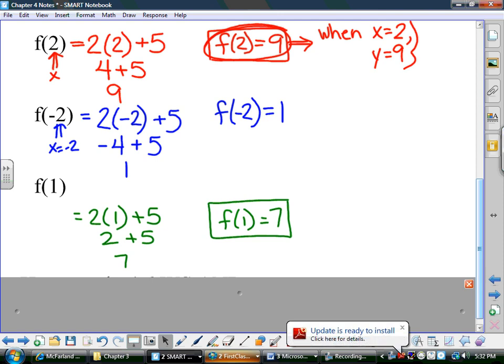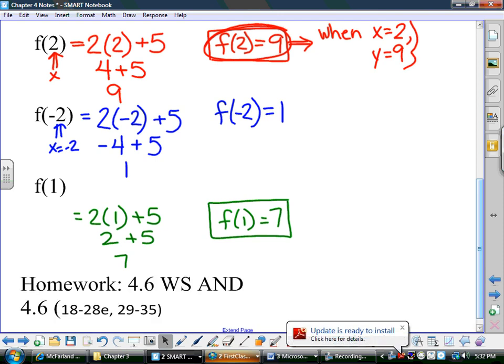The homework in this section is the 4.6 worksheet, and from the textbook in section 4.6, 18 through 28 even, and 29 through 35 all.